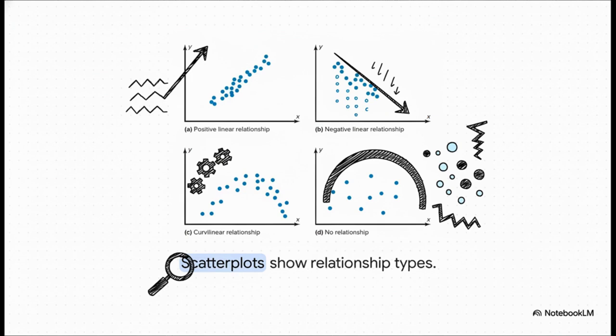As you can see, researchers look for a positive linear relationship when the points go up from left to right, a negative relationship when they go down, a curvilinear relationship when they form a sort of arc, or absolutely no relationship when the dots just look like a random, messy cloud.